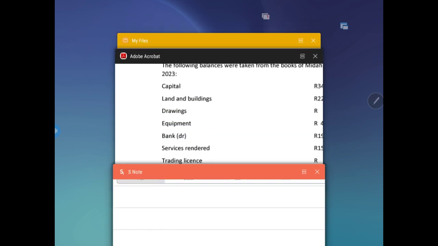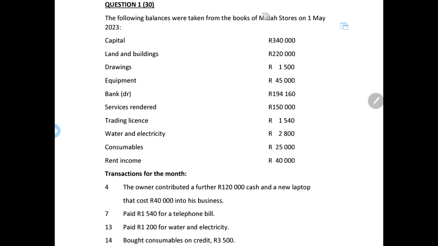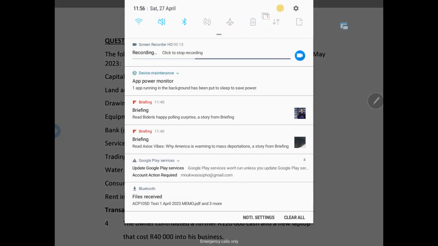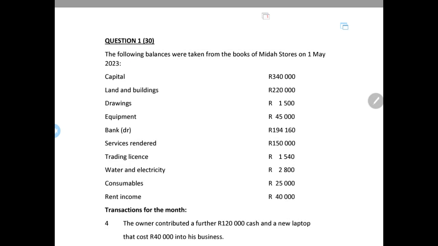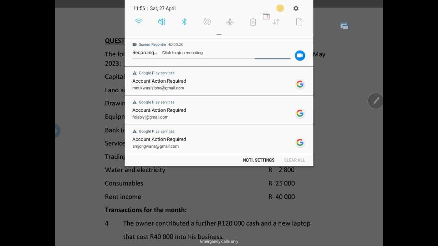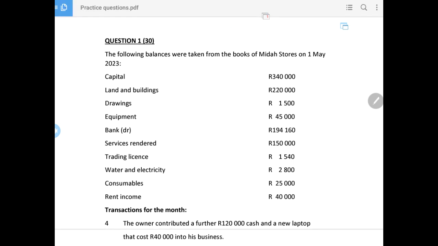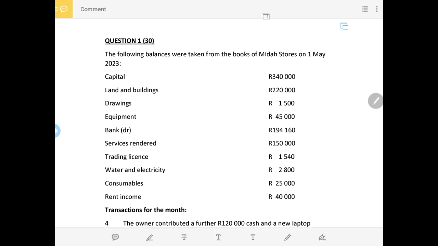This is the recording on the topic of general ledger accounts that I will be doing today. Simple ledger accounts for the subject called accounting. I have an example that I will be recording using it with a total of 30 marks for this question.